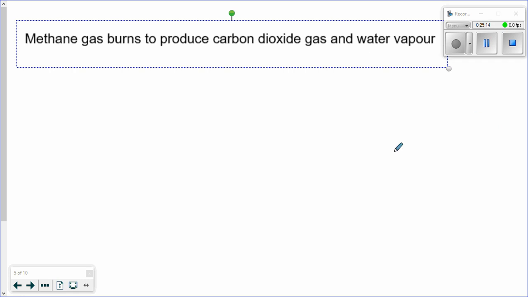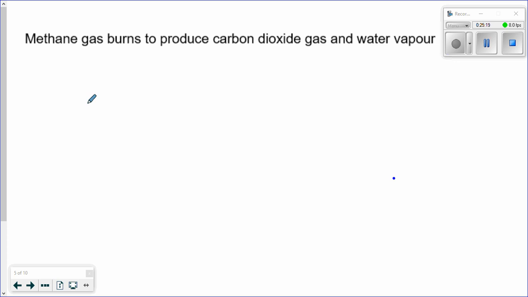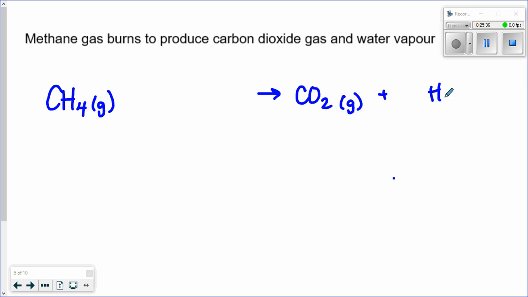So methane gas burns to produce carbon dioxide gas and water vapor. So methane gas, again, methane is one of our memorized ones. So CH4 gas produces carbon dioxide gas and water vapor. So vapor meaning gas. So the one thing that it doesn't really tell you is that it's going to burn in the presence of oxygen.